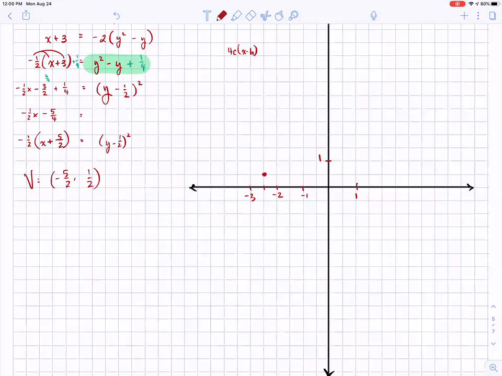Does the parabola open up, down, right, or left? By the way, we already figured this out. It's just been so long ago that we forgot. Left and right. So is it going to be left or is it going to be right? To the left.